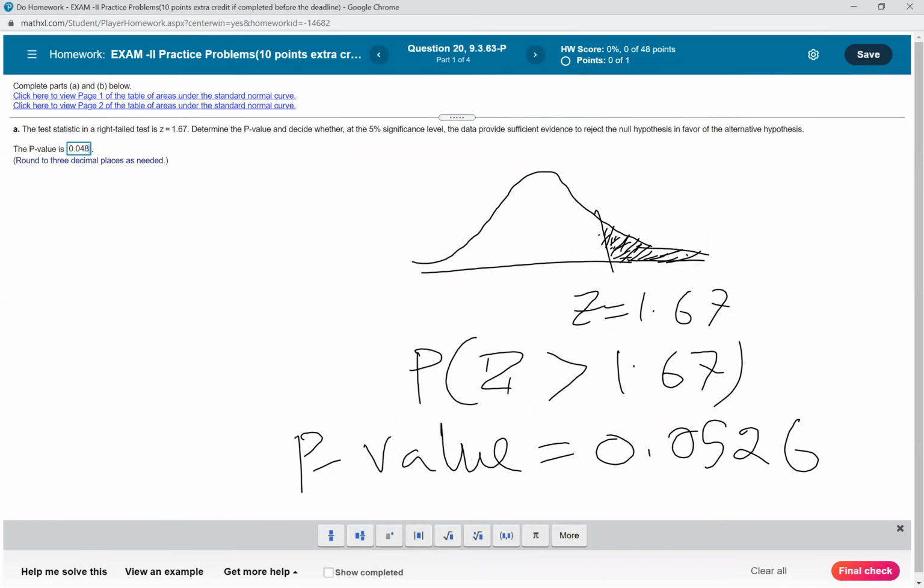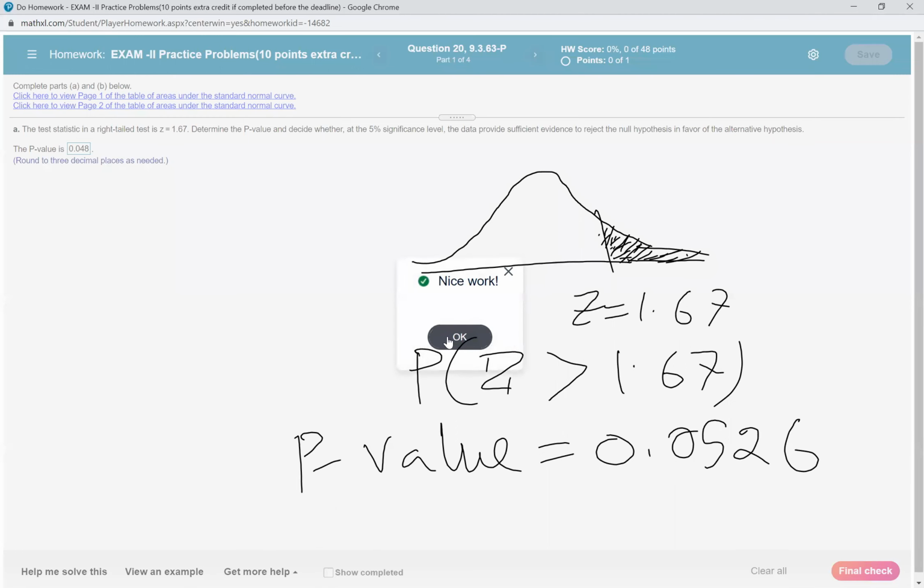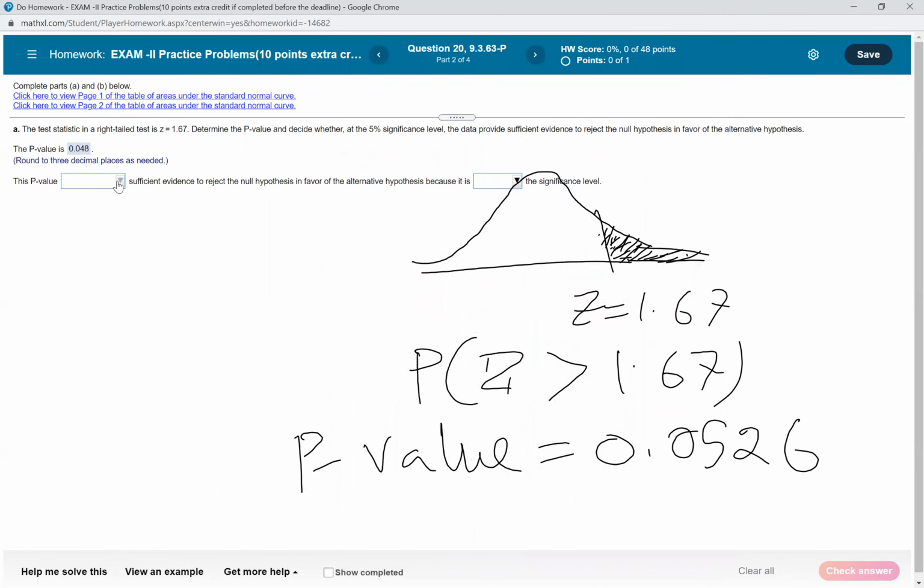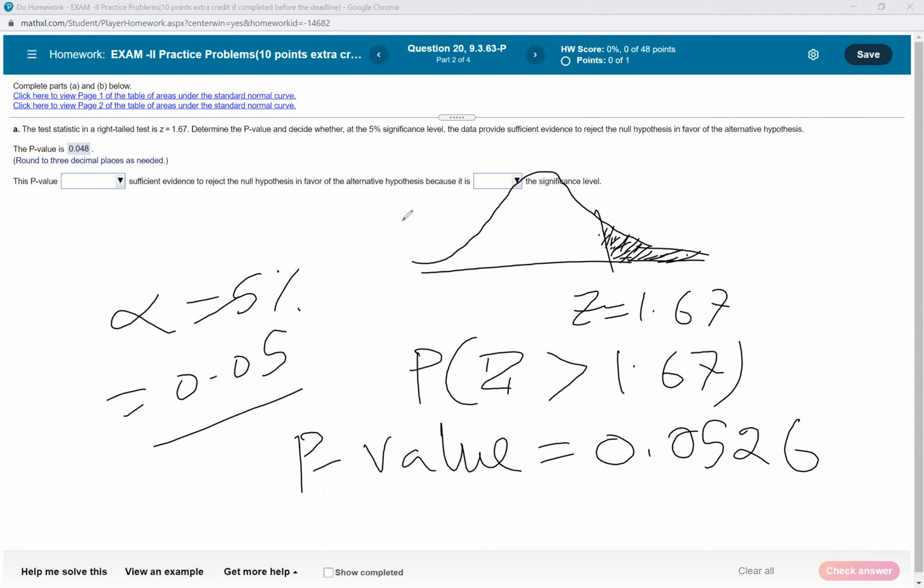Okay. Let me check the answer. Yeah, that's the correct answer. Now the alpha is 5%. So that means this is 0.05. Then the p-value is less than the alpha value. So we reject the null hypothesis, right? When the p-value is less than the alpha value, we reject the null, and the p-value provides sufficient evidence to reject the null hypothesis because it is less than the significance level. Yeah, so let me check the answer.